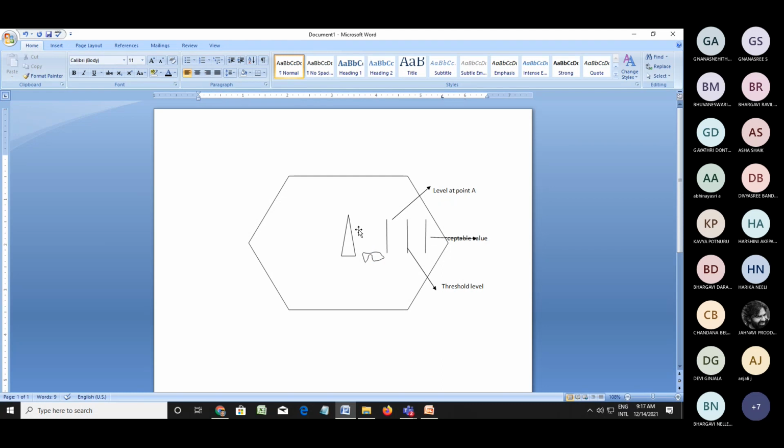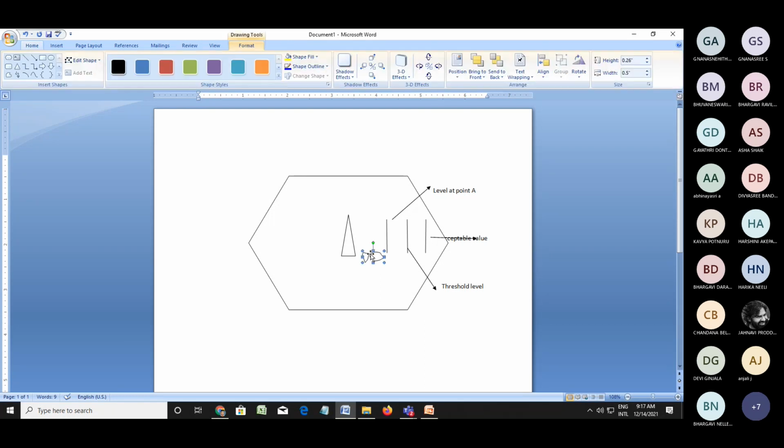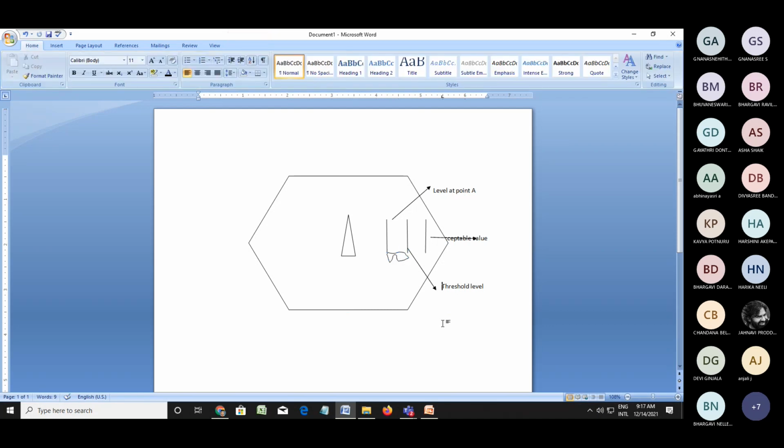Then here the signal is received from the base station to this mobile unit. Up to the level at point B, there is no issue with the signal strength. Once the mobile unit reaches the threshold level, note that every base station or cell has one threshold value. What is the use of this threshold value? After this threshold value, the signal strength automatically decreases.